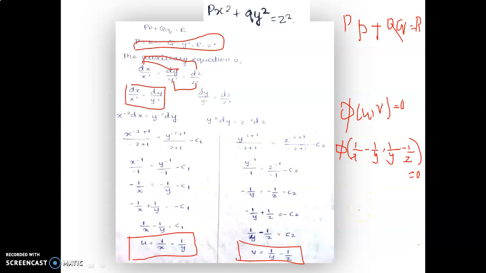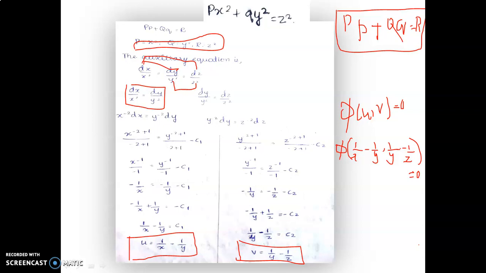To sum up, try to identify whether the given equation is a Lagrange linear equation by the formula capital P small p plus capital Q small q equal to capital R. This is your first step. And try to identify capital P, capital Q, capital R by comparing with the original equation. Once you have identified them, try to frame the subsidiary equation, which is given by dx by capital P equal to dy by capital Q equal to dz by capital R. Once you frame the subsidiary equation, try to identify two ratios among the three.